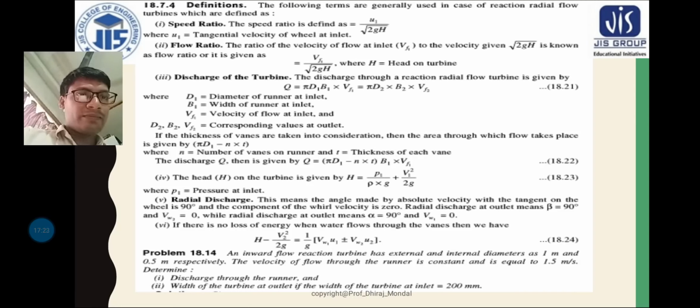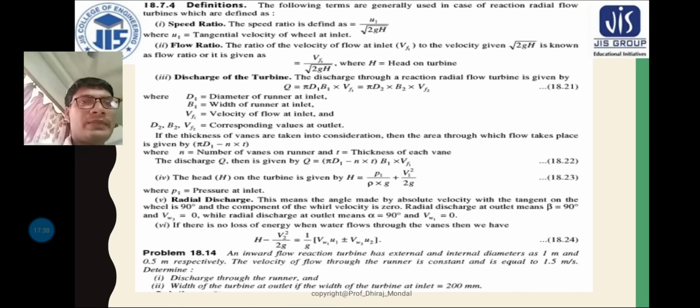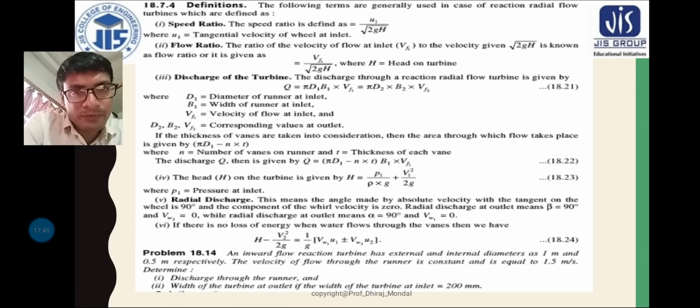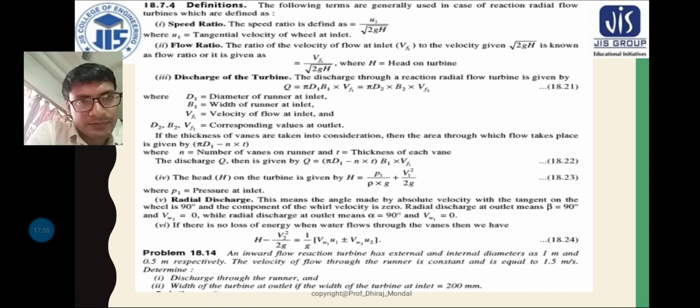Radial discharge at outlet means beta is equal to 90 degree and VW2 is equal to 0. While radial discharge at inlet means alpha is equal to 90 degree and VW1 is equal to 0. Again, radial discharge at outlet means beta is equal to 90 degree and VW2 is equal to 0, and radial discharge at inlet means alpha is equal to 90 degree and VW1 is equal to 0.